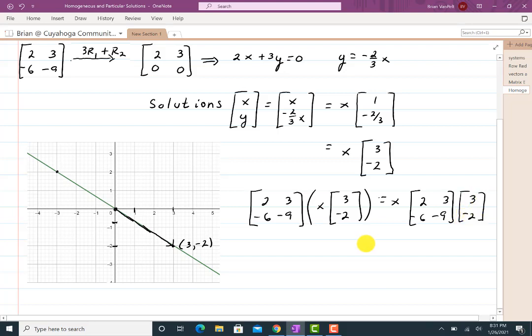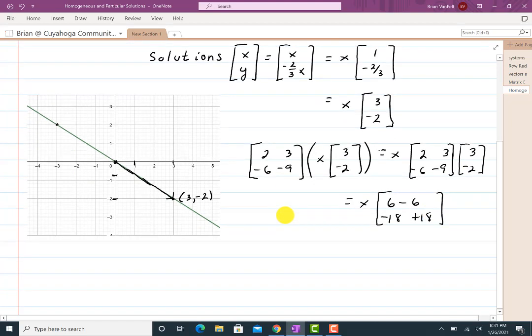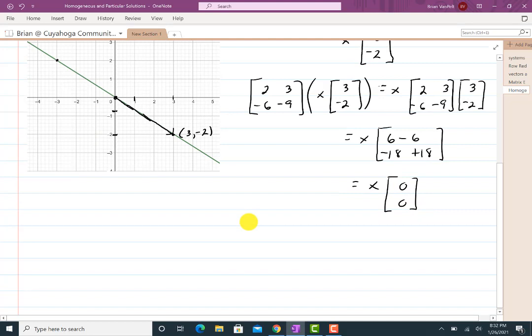And I am going to use the row rule for multiplying the vector, or row vector rule, that's what it's called. So let me go ahead and do that. The way this works is I'll take this 2 times this 3 and I'll get 6. But then I'll do plus this entry times the negative 2. So that'll be minus 6. Similarly, for the next entry in the vector, I'll take this negative 6 times 3 and get negative 18. And then I will take negative 9 times negative 2 and get positive 18. And that will equal x times the 0 vector, which is just 0, 0.